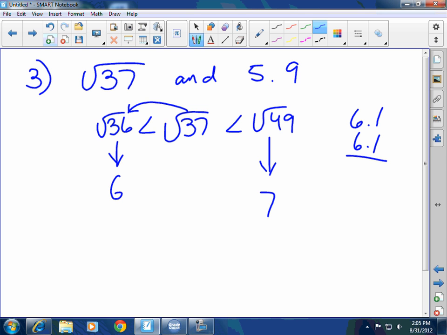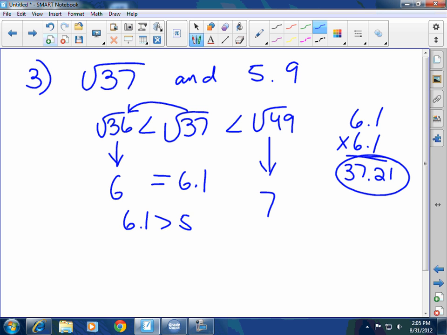Okay? And 6.1 times 6.1 will render you 37.21, which is pretty accurate. So that equals roughly 6.1. And since 6.1 is greater than 5.9, then you can finally say the square root of 37 is greater than 5.9.